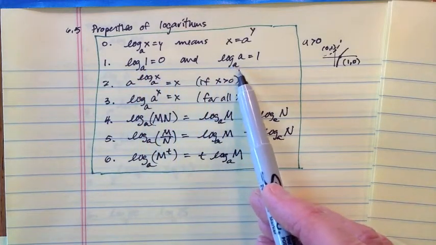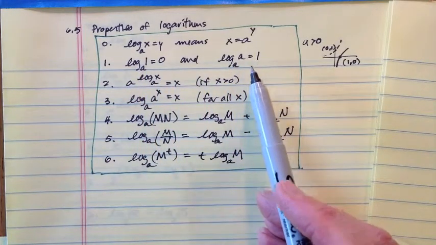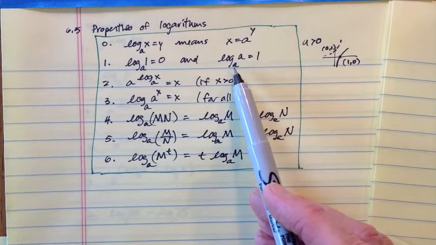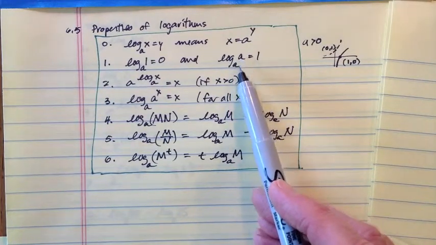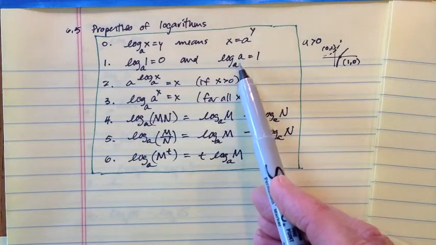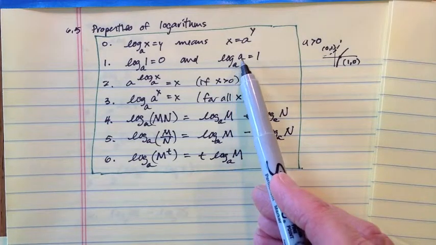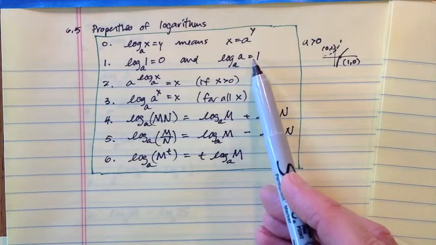What about this one? Log base a of a equals 1. Why would that be true? Well, logarithm is the exponent you raise this to in order to get that. But this equals that. So sure, you raise this to the power 1 to get that. The log base a of a is 1.